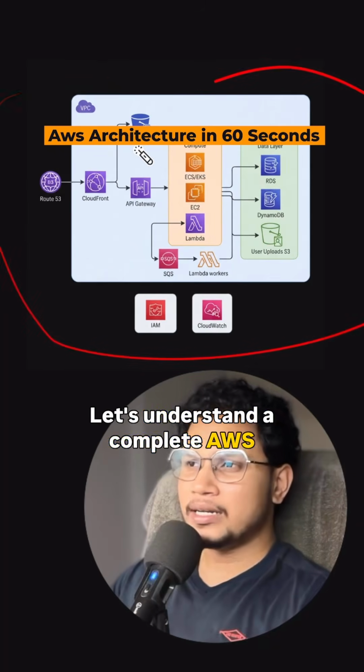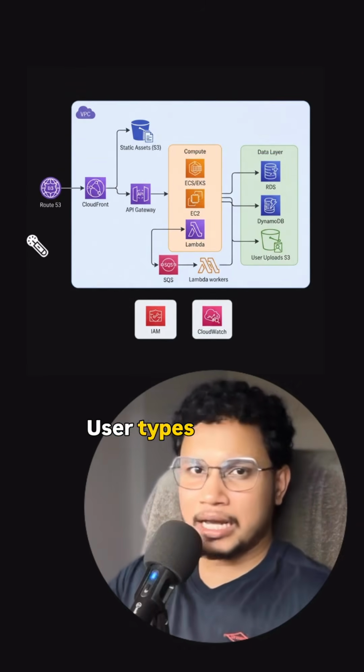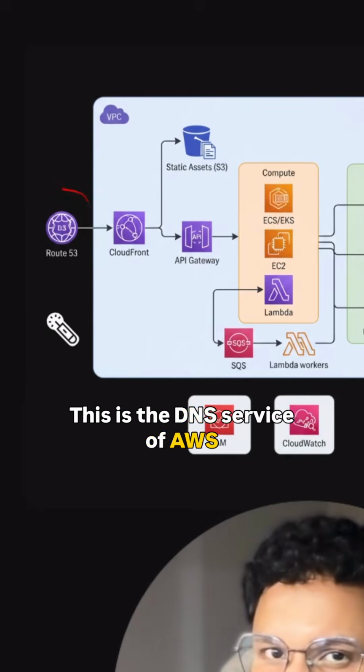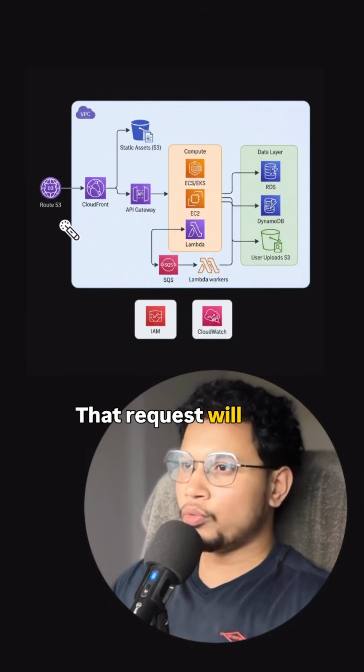Let's understand a complete AWS architecture in 60 seconds. User types the URL. That request will first come into AWS Route 53. This is the DNS service of AWS. Your domain name will be resolved here. That request will land into CloudFront.